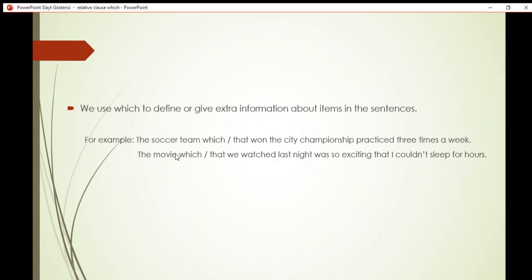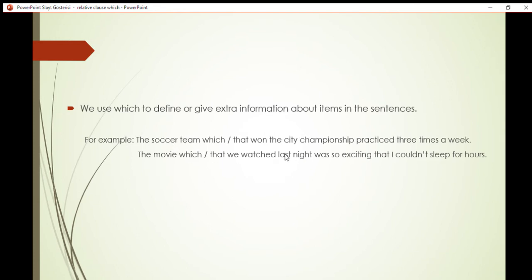Look at the second example. It says, the movie which we watched last night was so exciting that I couldn't sleep for hours. Or the movie that we watched last night was so exciting that I couldn't sleep for hours. We're talking about the movie. That's why the relative clause comes after the movie.